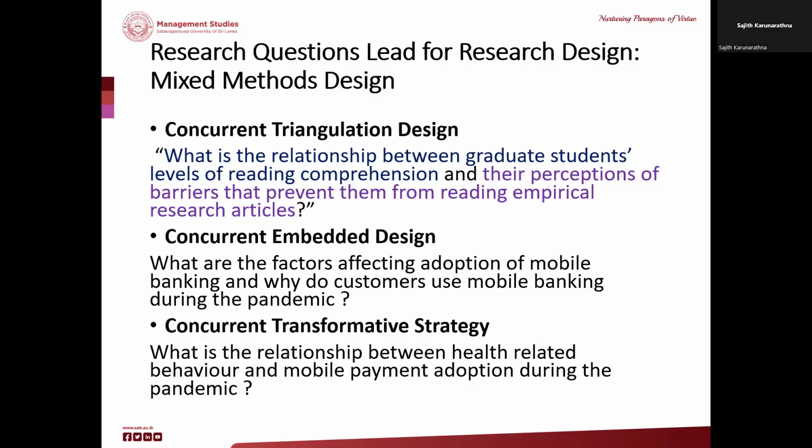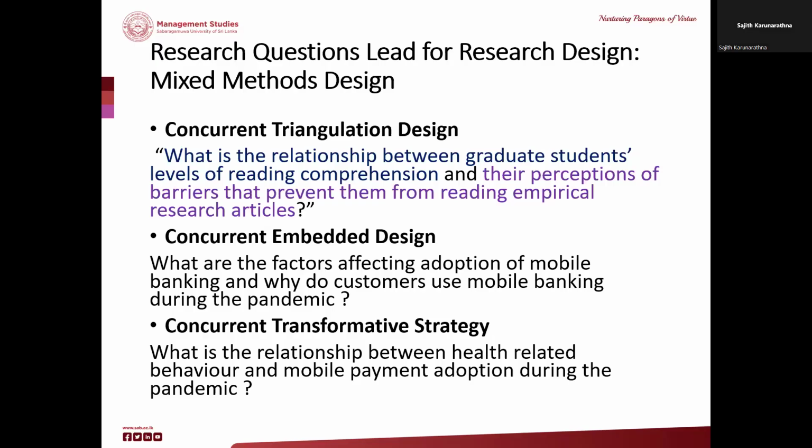Here, the factors affecting adoption of mobile payment is the quantitative phase. Why do customers use mobile banking? Qualitative phase. It is concurrent. But it is embedded because the quantitative phase plays the major role, whereas the qualitative phase plays a supportive role. That's why it is called concurrent embedded design.